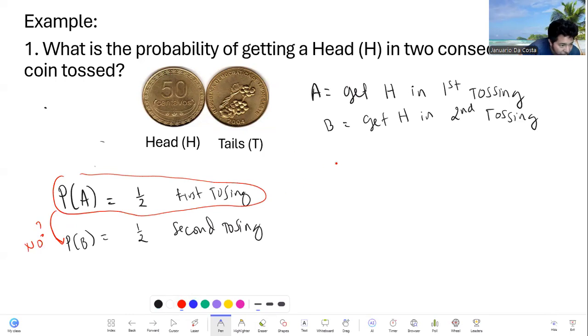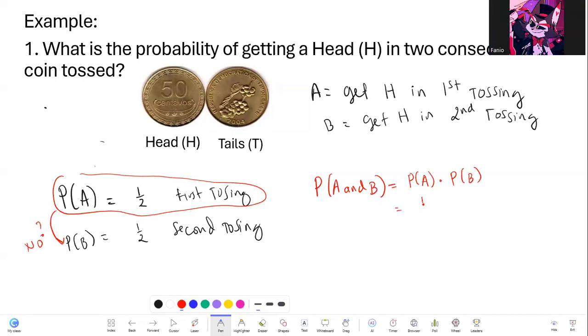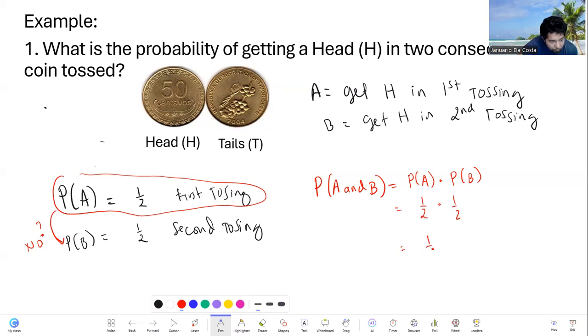So because they are both independent events, you simply calculate the probability of A and B, which is simply what? Probability of A times probability of B. Since both of them are just simply 1/2, you will have 1/4, or approximately 0.25.